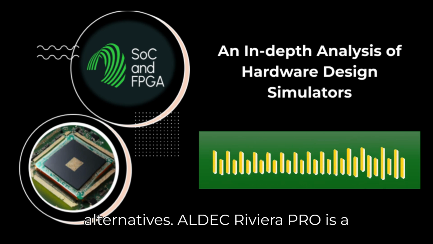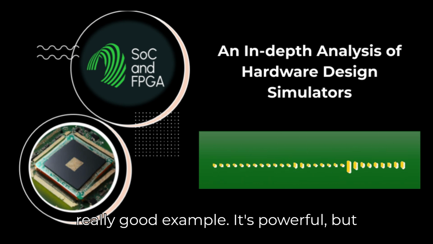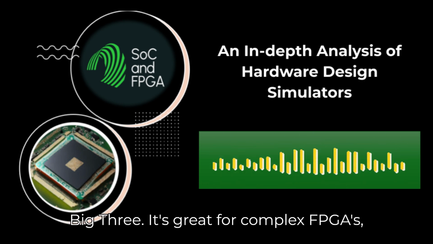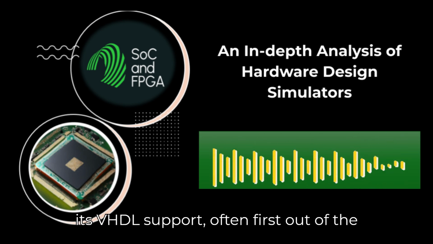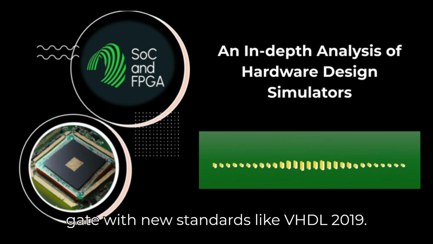Aldec Riviera-PRO is a really good example. It's powerful, but generally more cost-effective than the big three. It's great for complex FPGAs, SoCs, even ASICs. People really praise its VHDL support, often first out of the gate with new standards like VHDL 2019.